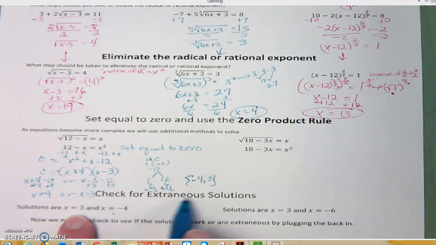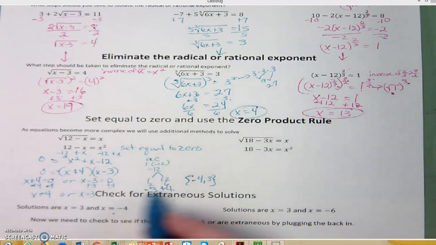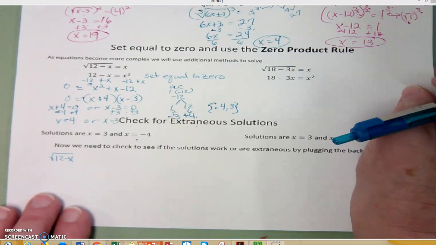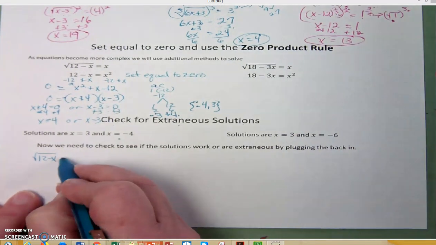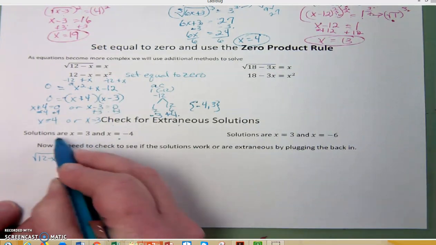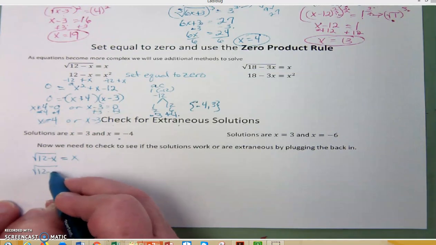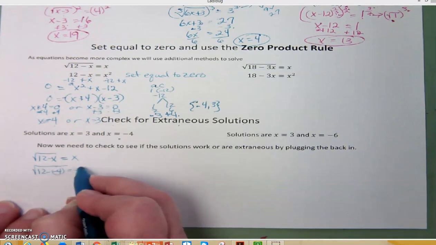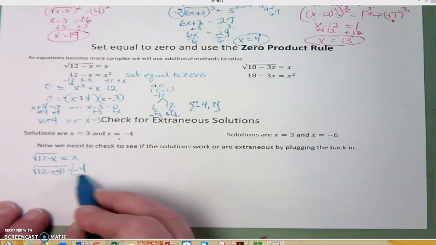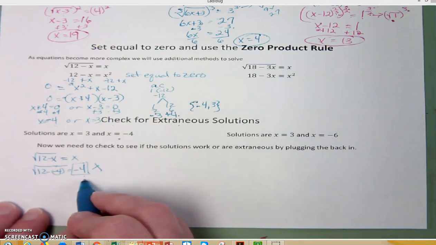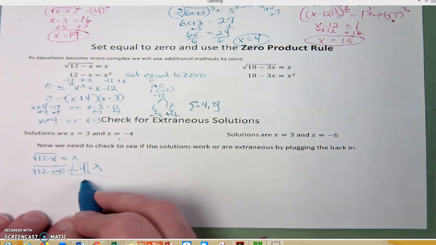So it says check for extraneous solutions. If I go ahead and put those two solutions in, square root of 12 minus x equals x, sorry, you can't see that, let me move it up. Let's input negative 4. Remember, this was a negative 4. So square root of 12 minus negative 4 equals negative 4. Well, first of all, can this be negative? It cannot. So this is an extraneous solution. This is not going to be a valid solution to our equation.